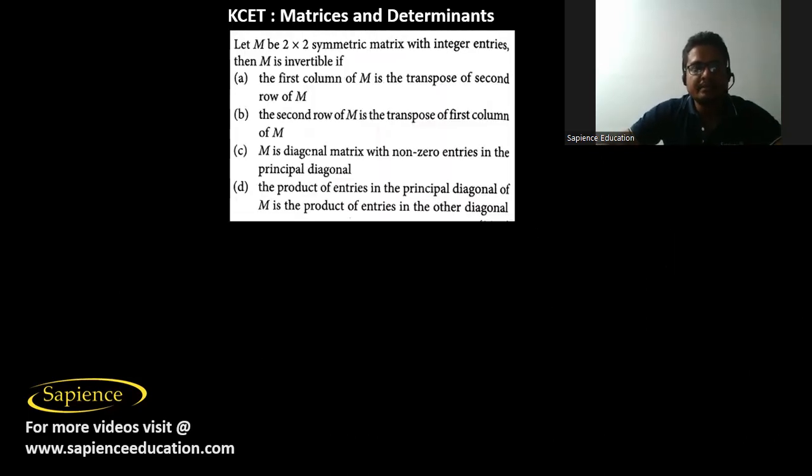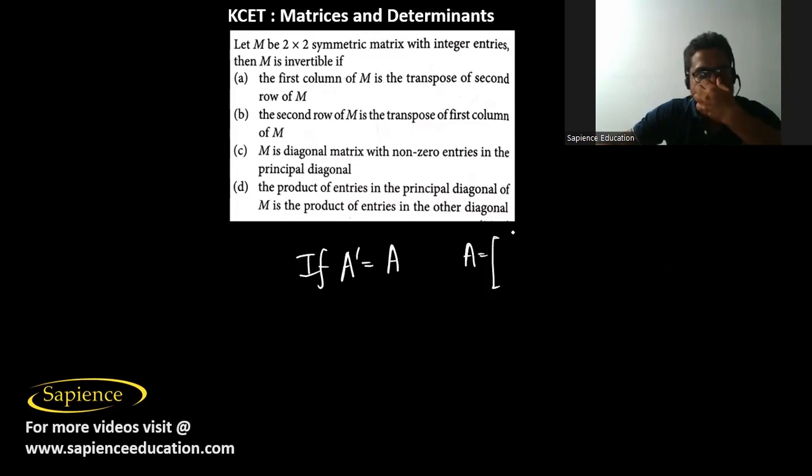Then here it is told, let M be a 2 cross 2 symmetric matrix with integer entries, then M is invertible if. So here, symmetric matrix means what? If A transpose equals A, then it is called a symmetric matrix, and it has integer entries only, and it is a 2 cross 2 matrix. So I can say this is A, B, C, D, and A, B, C, D all are integers.